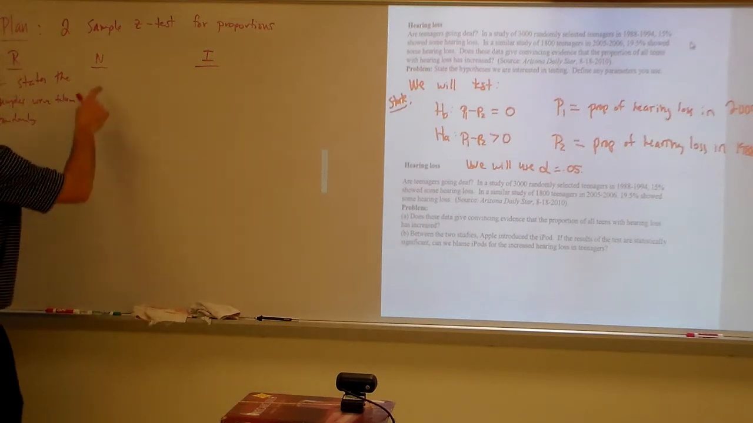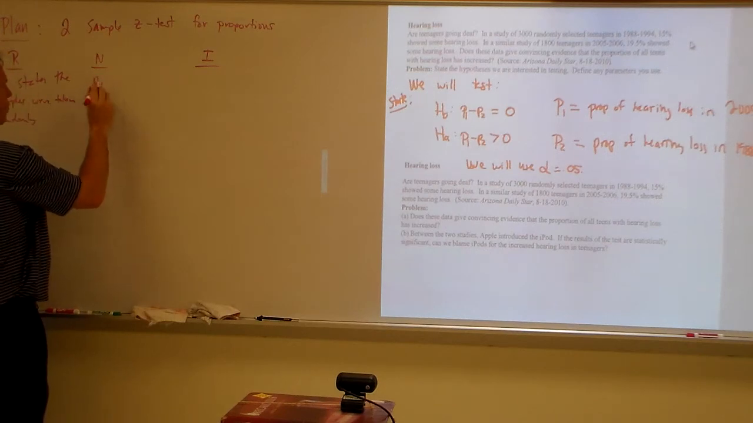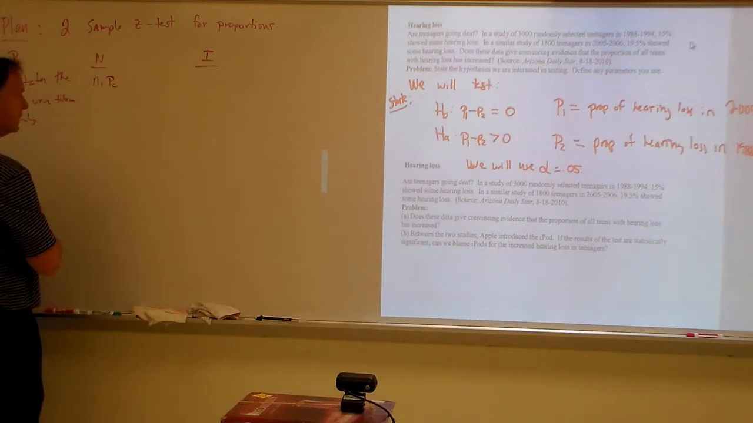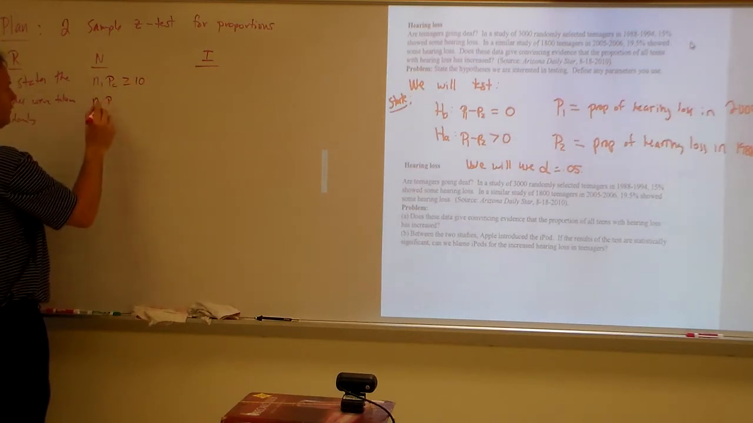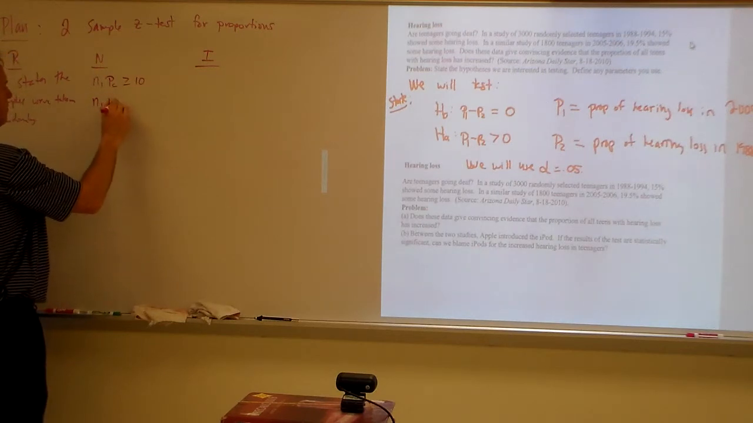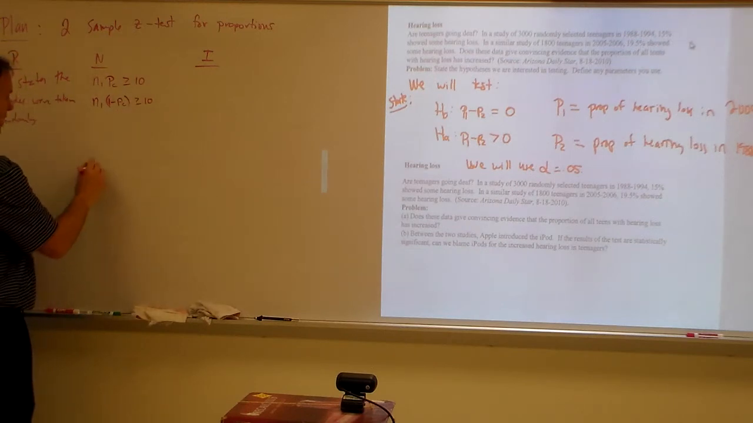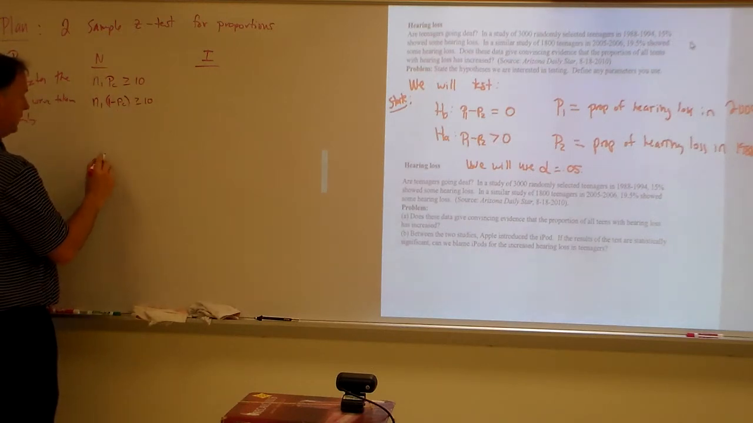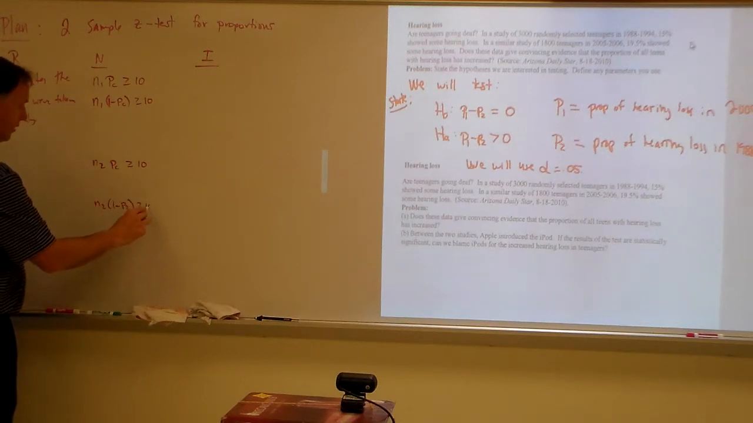Now, this is where my pooled proportion comes in. So I've got to take N1 times PC and show that's greater than or equal to 10. N1 times 1 minus PC, show that is greater than or equal to 10. N2 times PC and show that's greater than or equal to 10. And then show N2 times 1 minus PC is greater than or equal to 10.